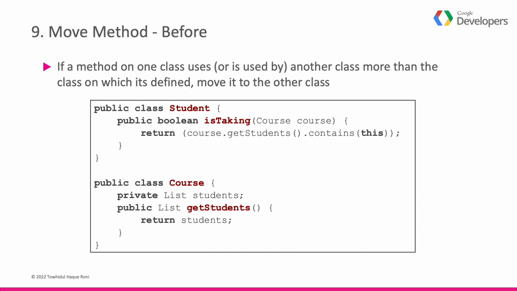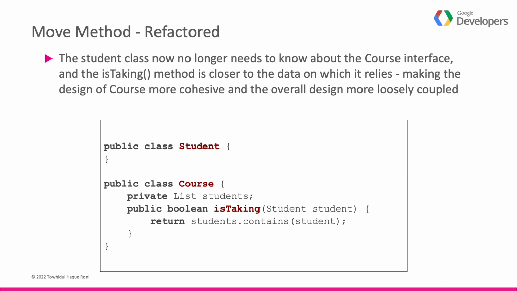Consider the original student and course classes. In this scenario, the is taking method in the student class relies heavily on the course class. To enhance cohesion and reduce dependencies, we move the method to the course class.